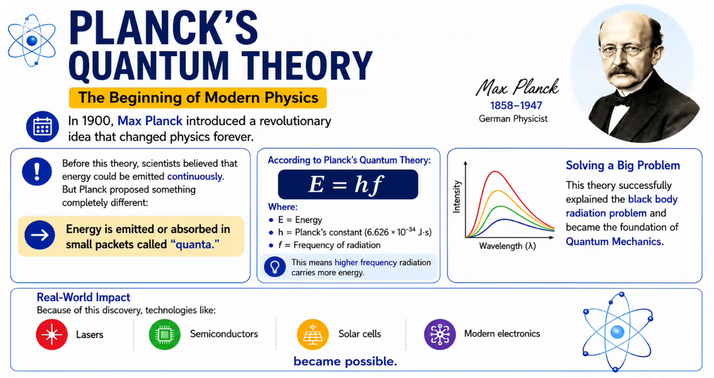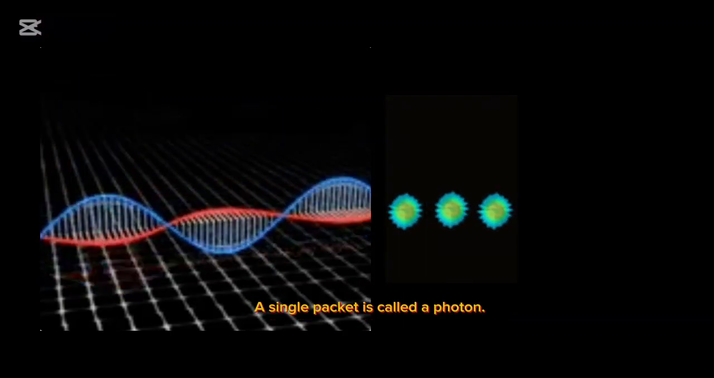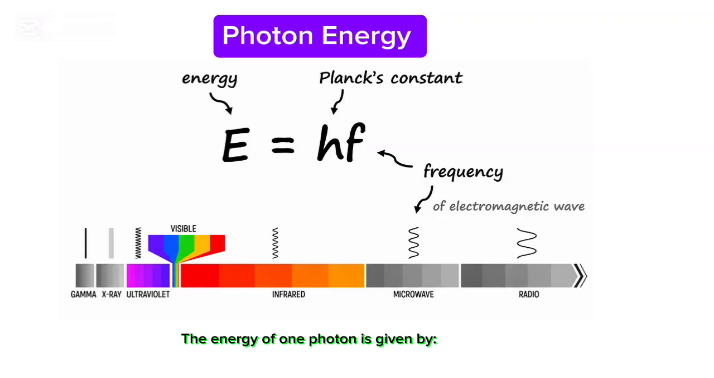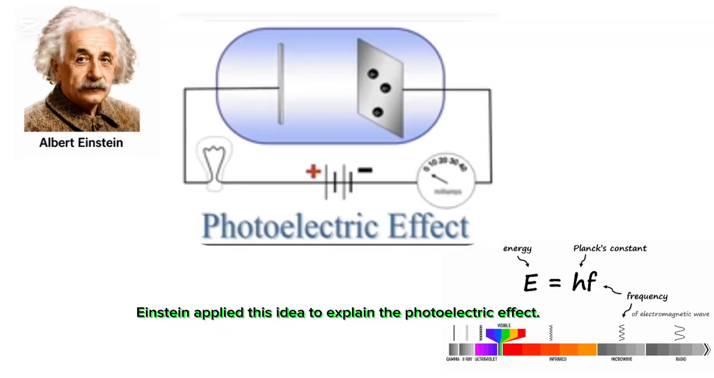Remember that according to Planck's quantum theory, electromagnetic radiation is emitted in small packets of energy called quanta. A single packet is called a photon. The energy of one photon is given by E = hf. Here, h is Planck constant and f is the frequency of the radiation. Einstein applied this idea to explain the photoelectric effect.